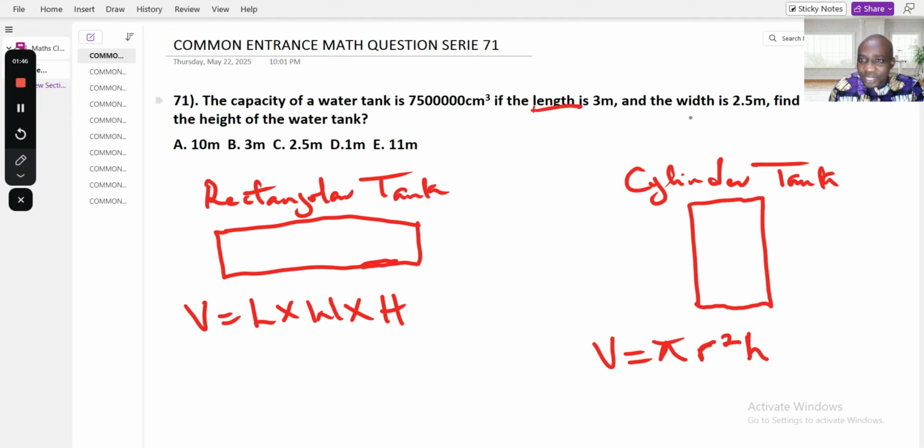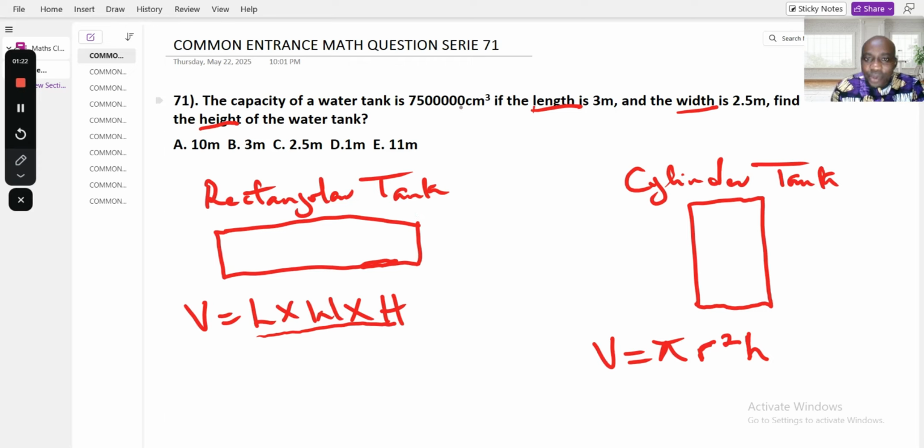The question gives us length, width, and the height that we should look for, which means the formula that will go for this one is the rectangular tank, because the question did not specify which type of tank it is talking about. Now we are going to use the volume for the rectangular tank to solve this question.